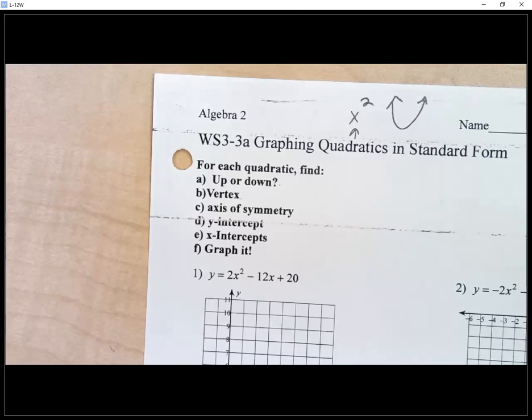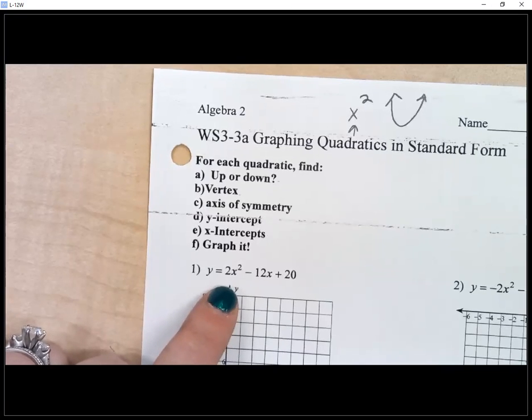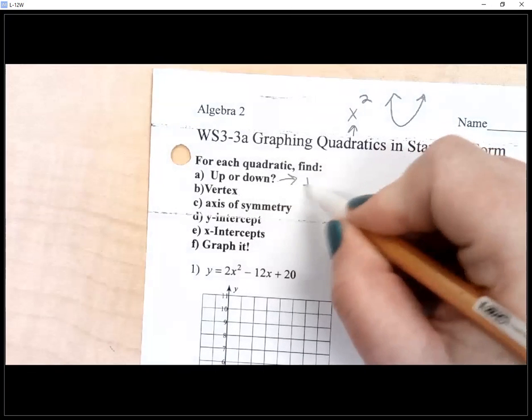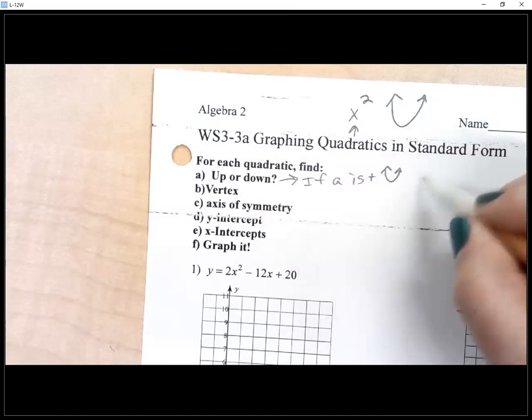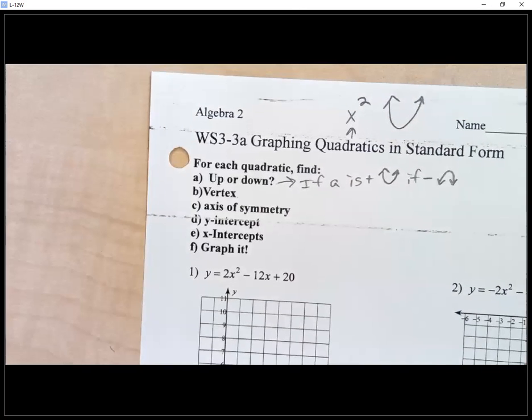You're basically looking at your value of A, right? If A is a positive number, it's going to be up like a cup. If A is negative, it's going to be down like a frown. That's super easy, right? So if you are ever taking a multiple choice test and they have you graphing a quadratic, you could immediately know if it should be up or down. So you could very easily eliminate some choices that way.